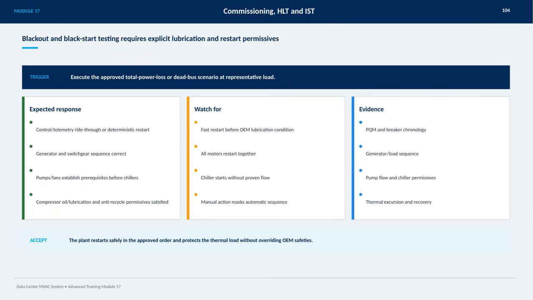On this slide, we focus on the critical process of blackout and black start testing, which requires explicit lubrication and restart permissives. The main trigger here is to execute an approved total power loss or dead bus scenario at a representative load, simulating real conditions. We expect the control and telemetry systems to either ride through the event or provide a deterministic restart.